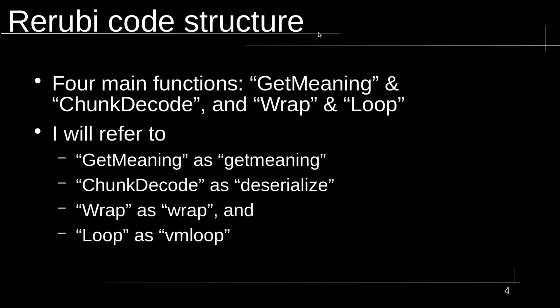So the code structure of Rerubi. There are four main functions: get meaning and chunk decode, and wrap and loop, which I'm grouping together because chunk decode is a proto inside of get meaning and loop is a proto inside of wrap. I'm going to change the names a little bit. I'll refer to get meaning as get meaning, chunk decode as deserialize, wrap as wrap, and loop as VM loop.